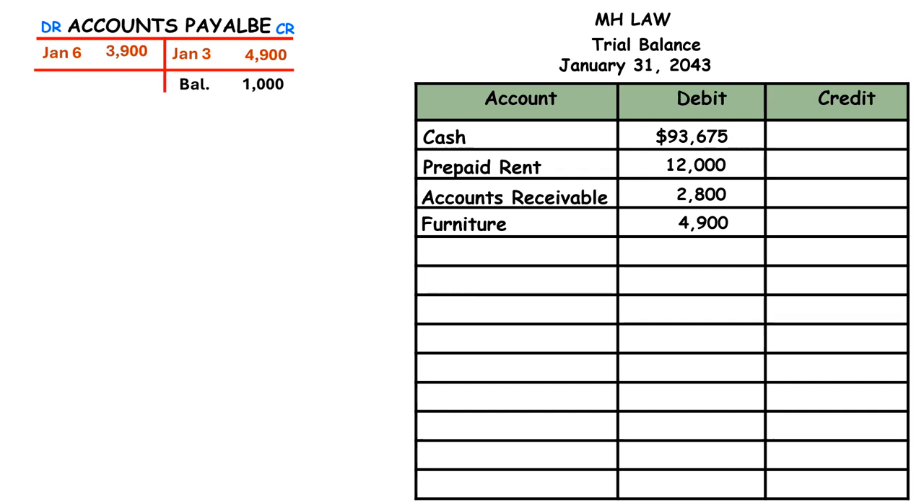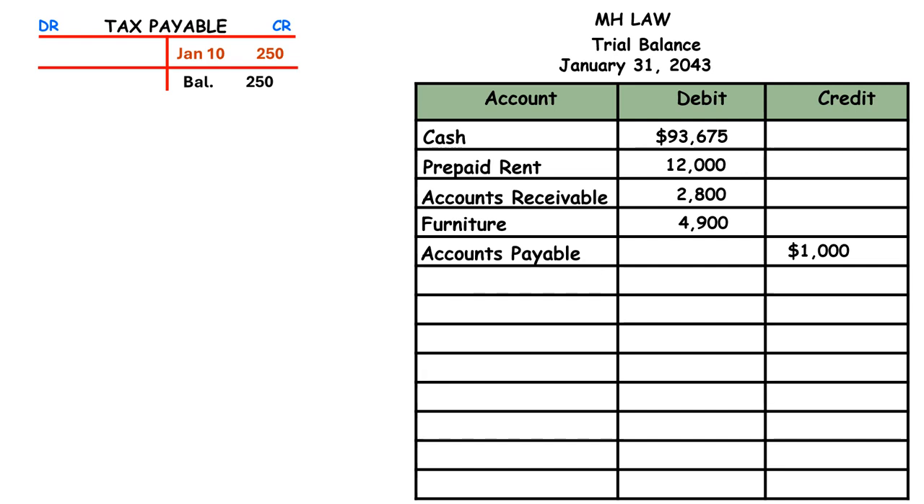Looking at the accounts payable, so I'm going to copy the name accounts payable. And now let's look, the balance here is $1,000 on the credit side. So that means I have to copy this balance onto the trial balance in the credit column. So here is $1,000 in the credit column.